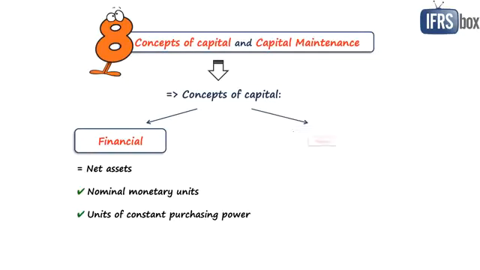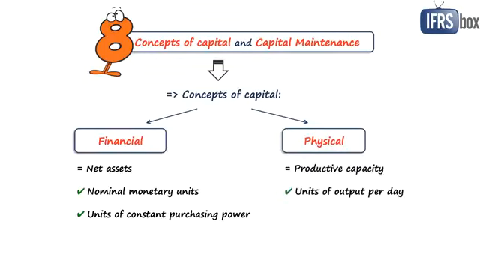Physical capital is regarded as the productive capacity of the entity based on, for example, units of output per day. And here the profit is earned if the physical productive capacity increases during the period, of course, after excluding the movements with equity holders. And the main difference between these concepts is how the entity treats the effect of changes in prices of assets and liabilities.